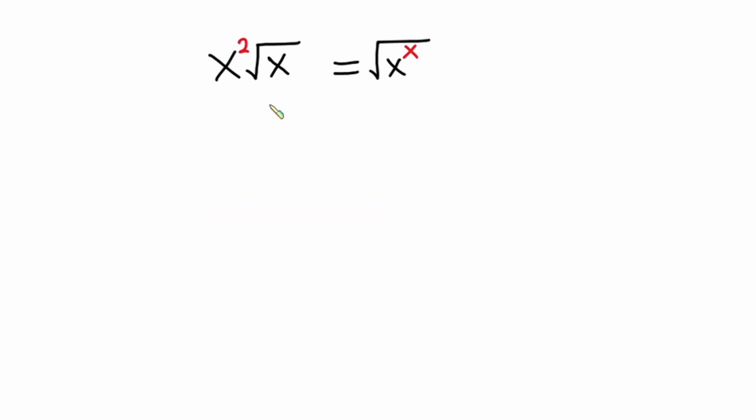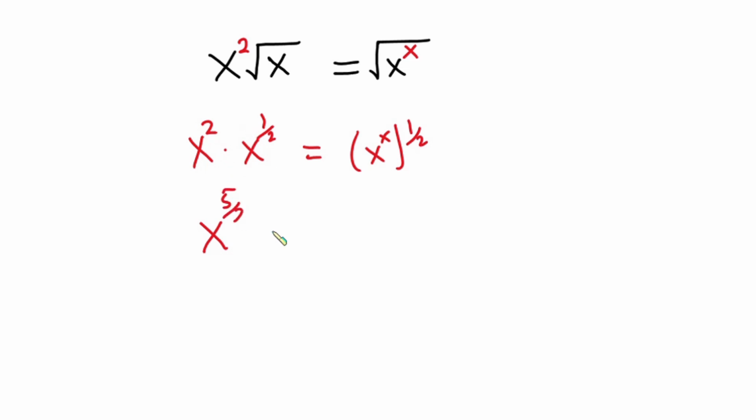Now let's get started. So let's consider the left hand side first. This could also be written as x to the power 2 times x to the power 1/2, okay? Then is equal to, now let's come to this side. This could also be written as x to the power x, all to the power 1/2, okay? Now, from this side, since the bases are the same, we can just write one of the bases and then add the exponents. So 2 plus 1/2 is 5 on 2, okay?